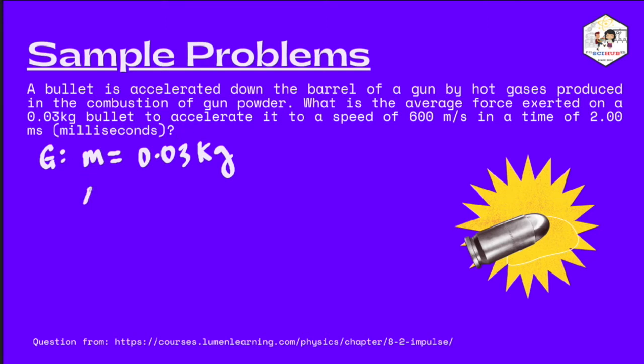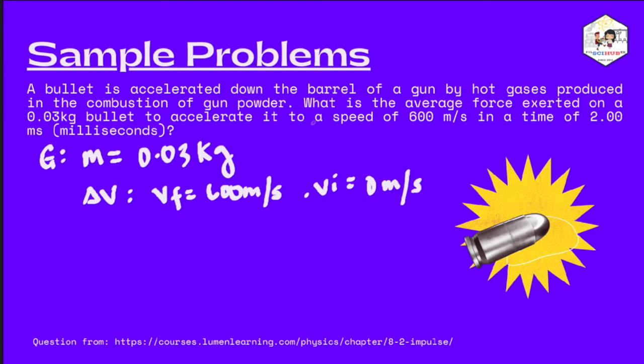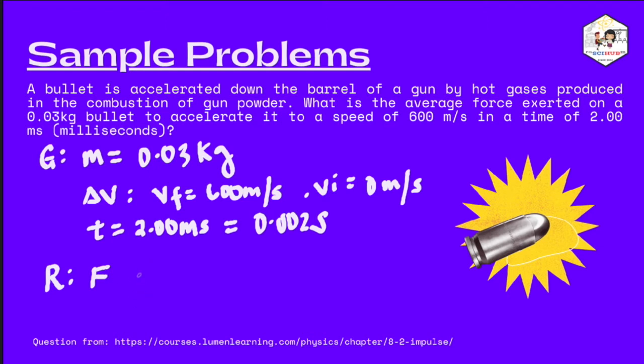So change in velocity will be denoted as V final, 600 meters per second, and V initial, which is 0 meters per second. Again, acceleration is just a change in velocity, so we can safely write the acceleration of the bullet as such. And the time is given as 2.00 milliseconds, or 0.002 seconds. As for the required, this problem asks us to look for the average force exerted on the bullet. So we'll be looking for F, or force.